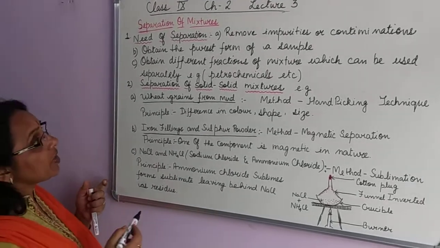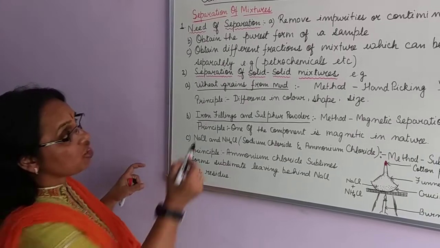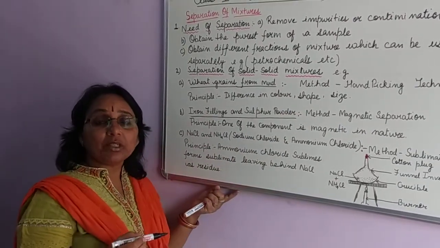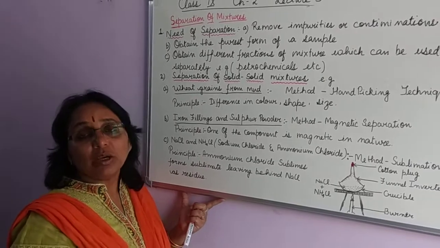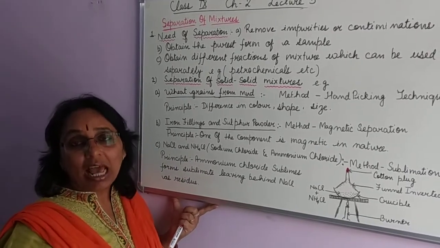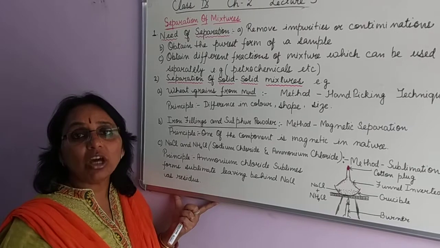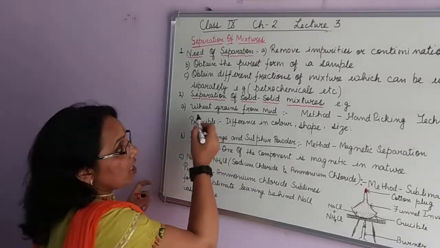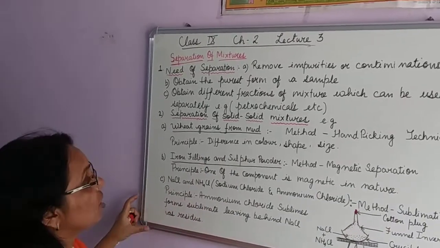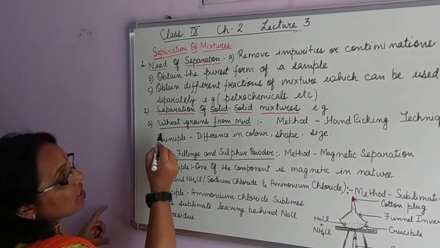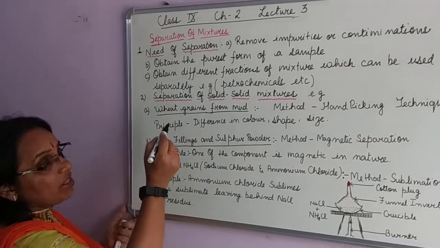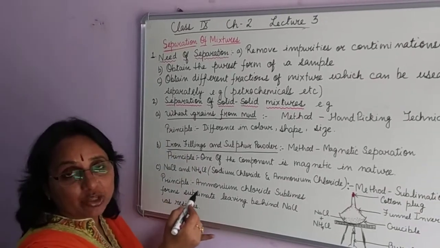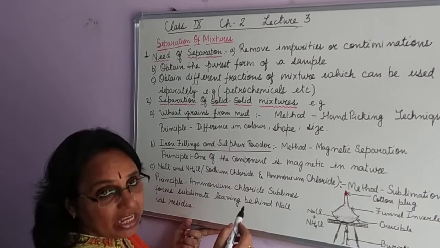Now let us study about separation of solid mixtures. Mixtures are of two types: mixture of two solids, mixture of solid in liquid, and mixture of two or more liquids. Now we'll start separation of solid mixtures. Solid mixtures can be separated by various methods. I've taken various examples and I've tried to explain the various methods with the help of examples.